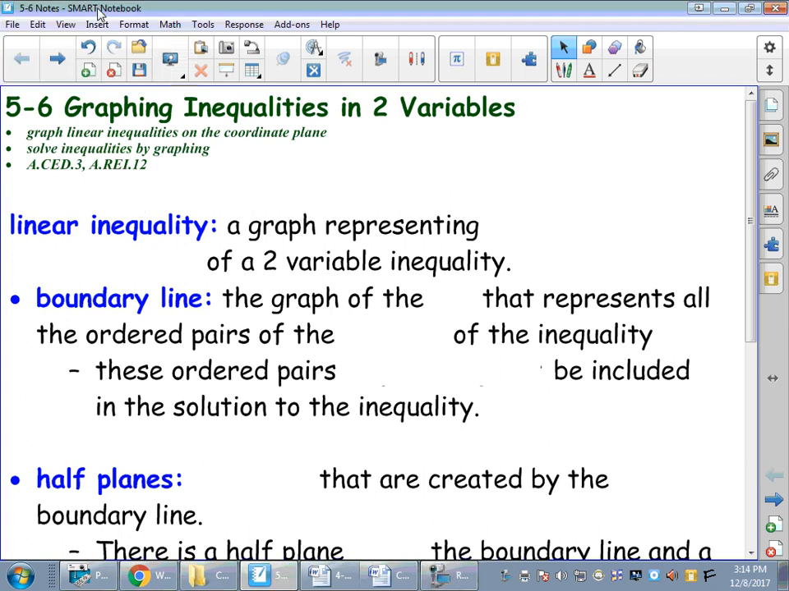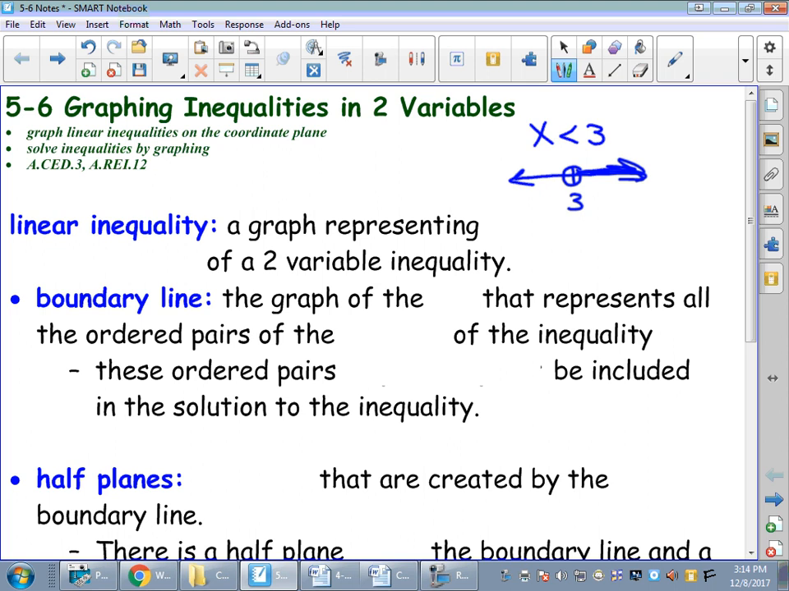These are your 5-6 notes on graphing inequalities using two variables. So everything we've done so far, when we talk about an inequality, if we have x less than 3, we are talking about a number line, one variable, one number line, and a graph is on a number line.